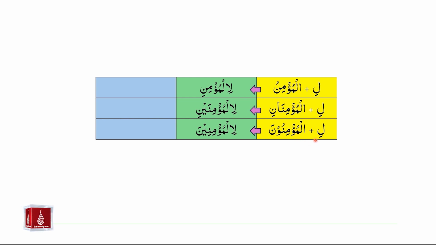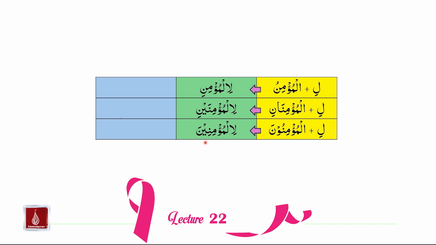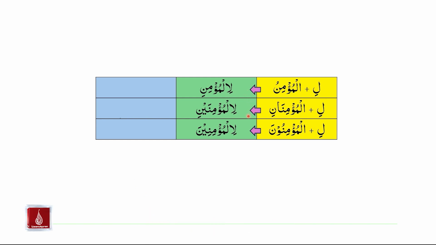Al-Mu'minuna, because of the presence of lam harf jar, will be converted into Al-Mu'minina. Una ending sound indicates rafa status. Ina ending sound will indicate nasab or jar status. So we have lil mu'mini, lil mu'minaini, lil mu'minina.